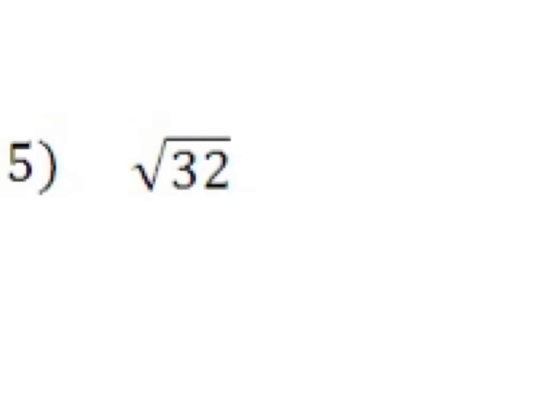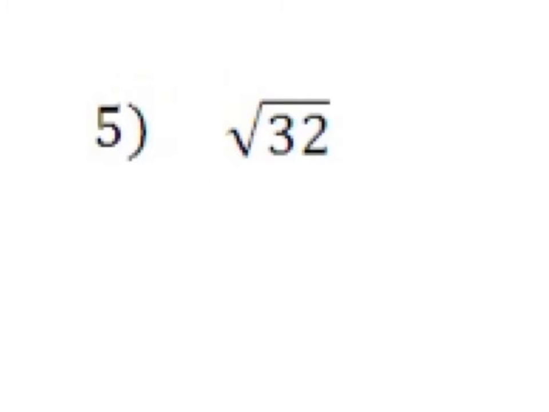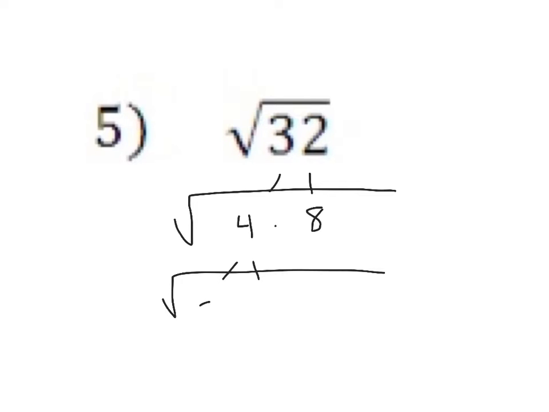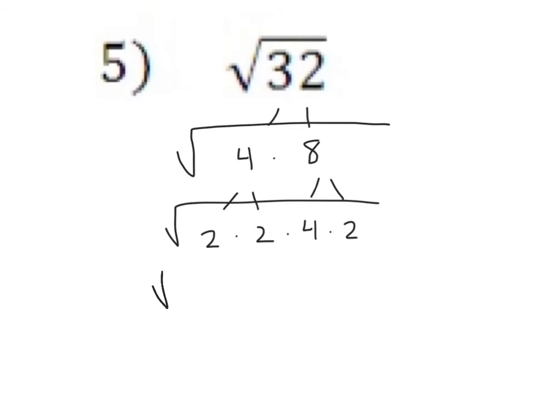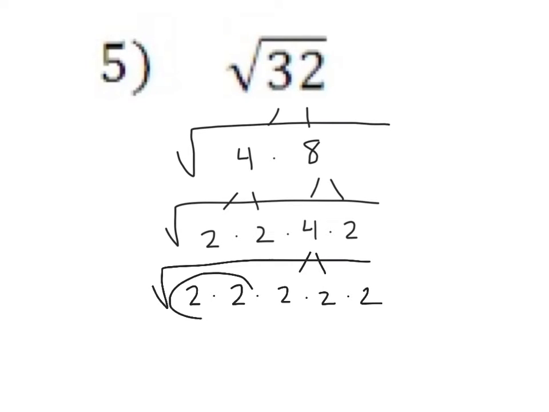Okay, let's do number 5. Can we split the square root of 32 into anything? Yes. 4 and 8. Can we split 4 into anything? 2 and 2. And what about 8? 4 and 2. And we can split 4 into 2 and 2 also. So we have 2 times 2 times 2 times 2 times 2. So how many pairs of 2's do we have? 2.